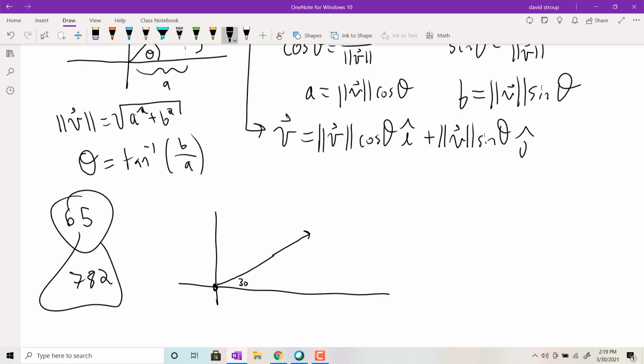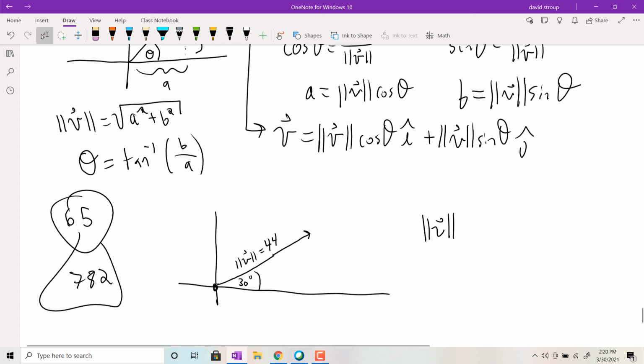And the vector has a length of 44 feet. 44 feet per second is the length of that thing. Okay, so when they say speed, they mean the magnitude.